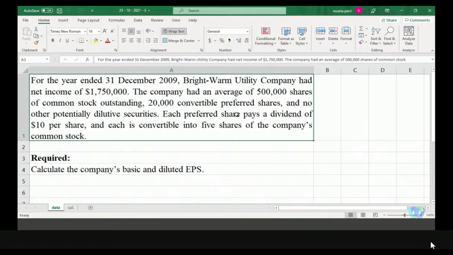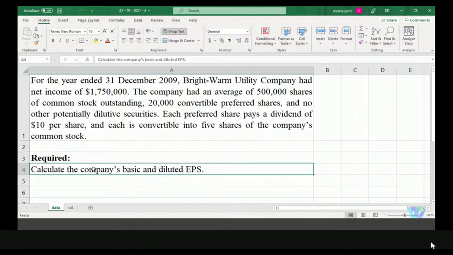Now, regarding the preferred shares, each of them pays a dividend of $10 per share. Remember that the dividend of the preferred share can be expressed either as a percentage, as we saw in a short example in class last week, or can be expressed in monetary value like this. So you can either have a 10% preferred dividend, or $10 per share. Both are exactly the same. And each of these preferred shares is convertible into 5 shares of the company's common stock. Calculate the company's basic and diluted earnings per share.